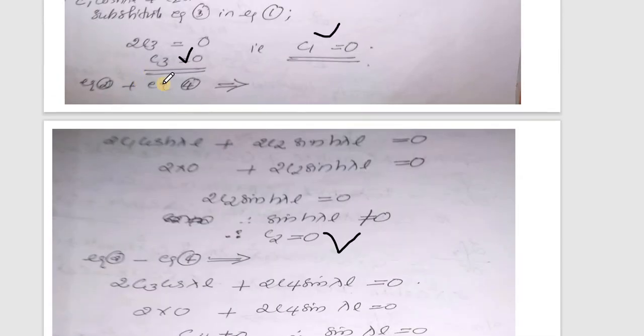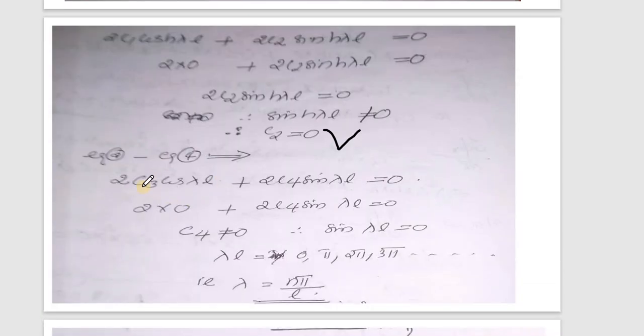Now I take equation 2 minus 4. This was equation 2 plus 4, now 2 minus 4. So c3 is 0, and then I have c4 sin lambda L is equal to 0. But here you need to understand that c4 can never be 0, because all the other terms have become 0.